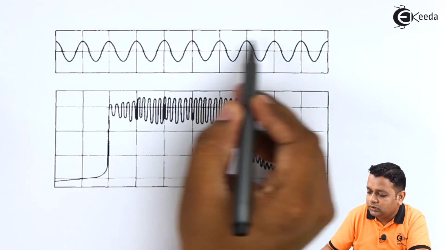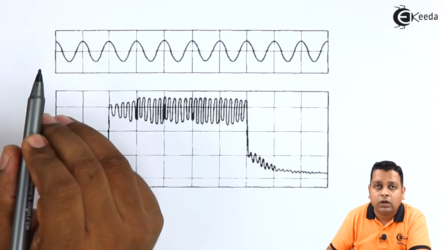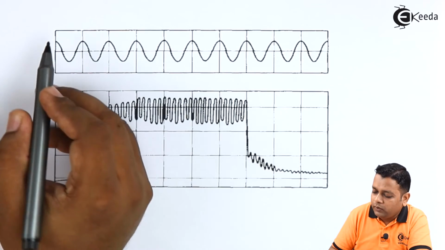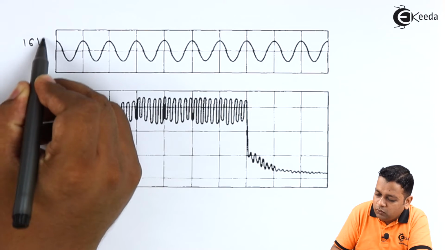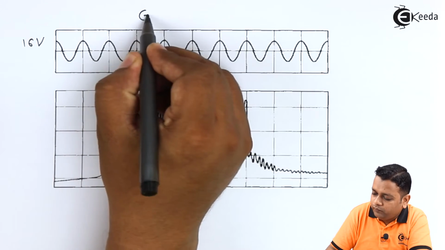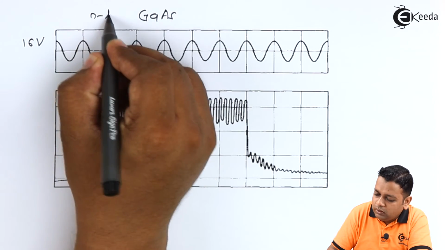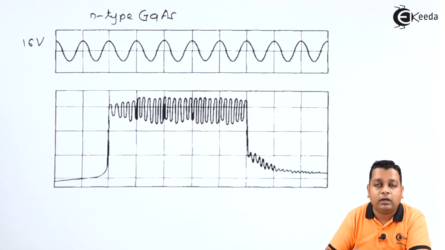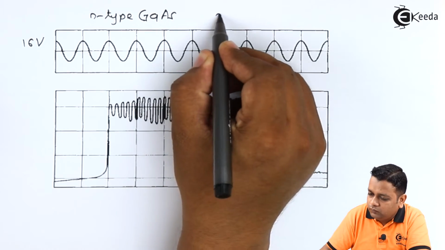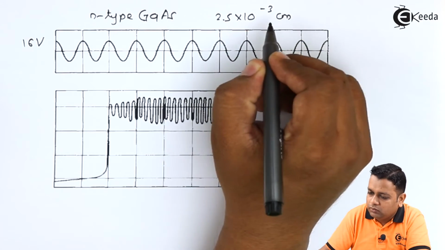So here, the first diagram shows a continuous voltage given to the compound semiconductor, N-type gallium arsenide, with a maximum amplitude of 16 volts. The gallium arsenide, which I name GaAs here, was N-type, and the dimensions they had taken were 2.5 into 10 raised to power minus 3 centimeters.